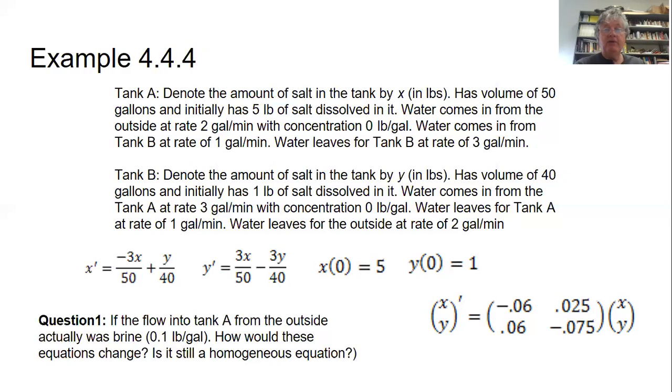And we have our initial conditions, x(0) equals 5, y(0) equals 1, and so we get that matrix equation right there. And the question for you is, well, what happens if the flow into tank A from the outside was actually brine of 0.1 pounds per gallon? How would those equations change, and do we still have a homogeneous equation?